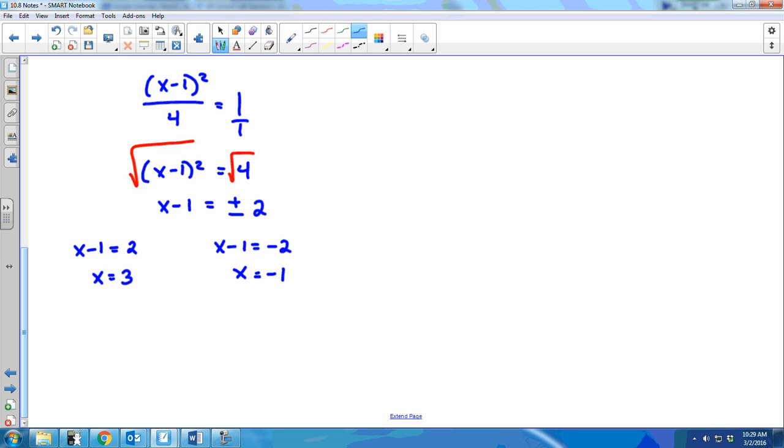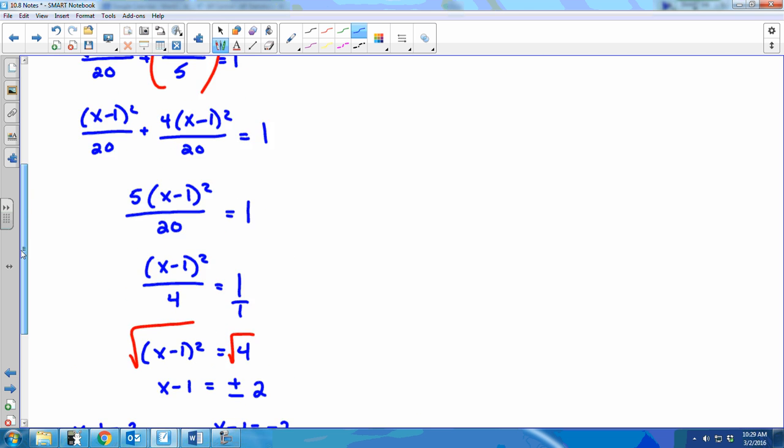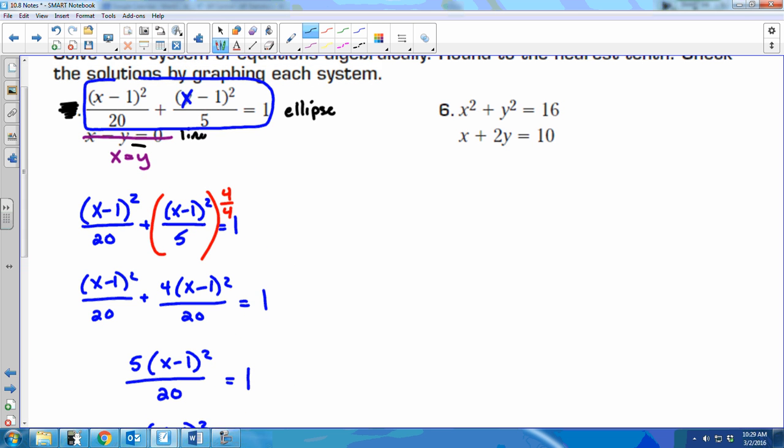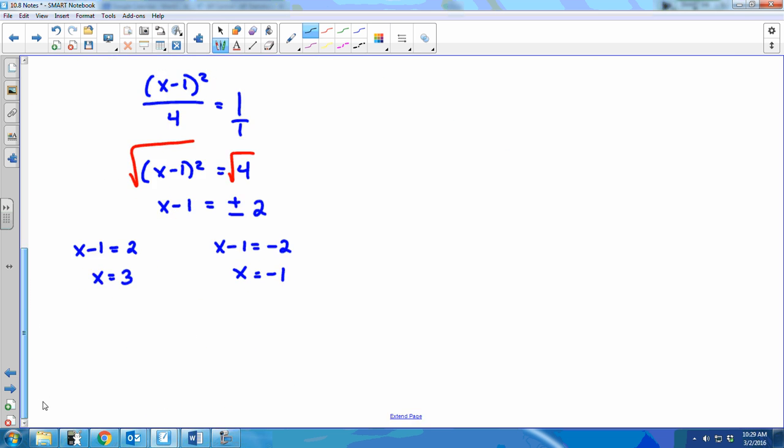Again, almost done. We have the x's now. We're looking for intersection points though, so we need to solve for the y for each of these as well. In this case, our equation is super easy. Our equation was that x equals y, if you recall.